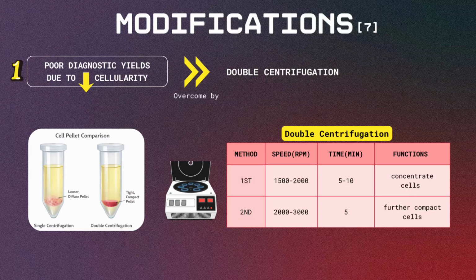Now, I will be expanding on how to overcome or minimize the limitations of histogel, starting with low cellular yield, which can be overcome through double centrifugation. You can refer to the table above, in which the first spin requires lower speed but a longer period to concentrate the cells, while the second spin requires higher speed but a shorter period to further compact the cells. You can refer to the picture on the left side. It shows the difference between single and double centrifugation, in which the double centrifugation shows a more compact cell pellet.